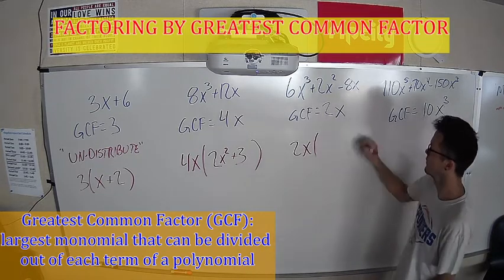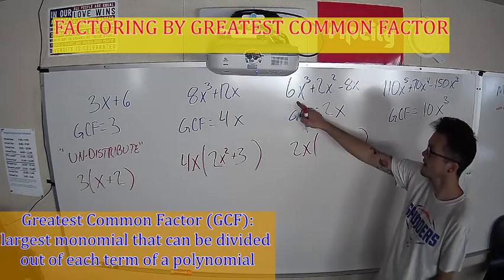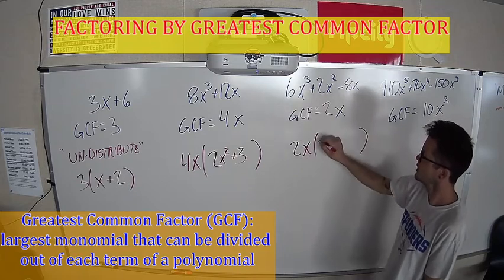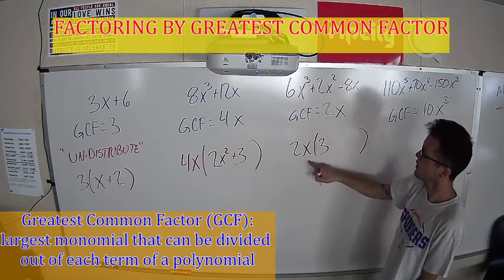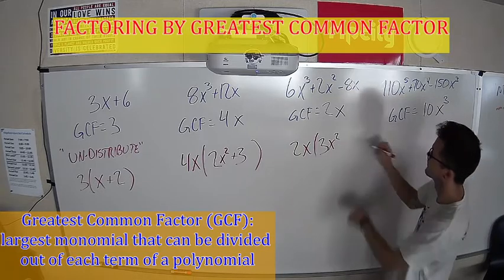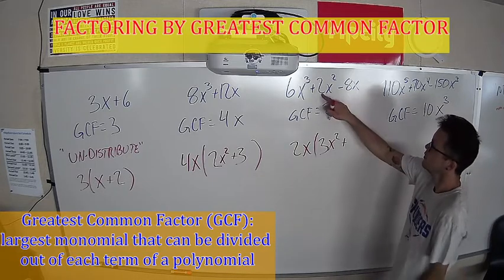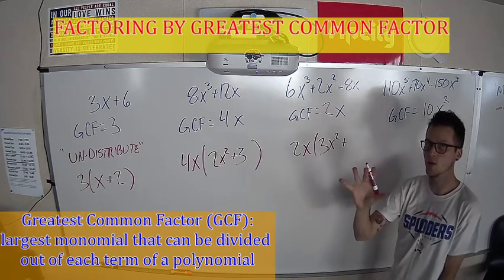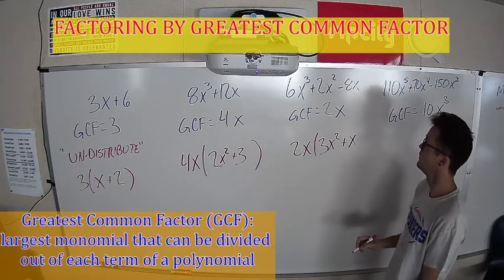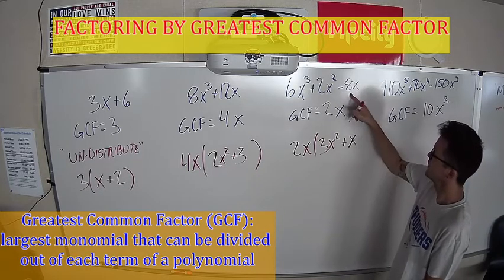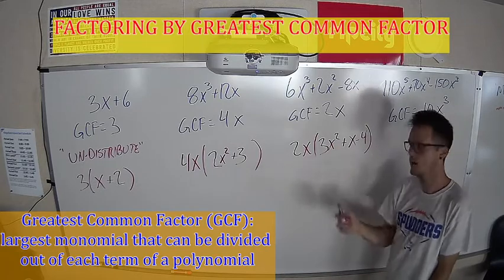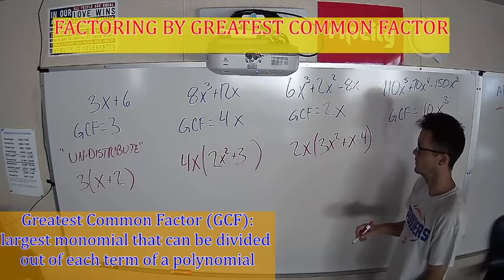Let's undistribute this one. We have 3 terms now. We're going to divide 2x out of each of these terms. The first one, 6 divided by 2 is 3. X to the third power divided by x is x squared. The next one, 2 divided by 2 is 1, so I'm just not going to write it because it's implied. X squared divided by x is x. Lastly, negative 8 divided by 2 is negative 4. X divided by x, again, is 1. Don't need to write it because negative 4 times 1 is just negative 4.